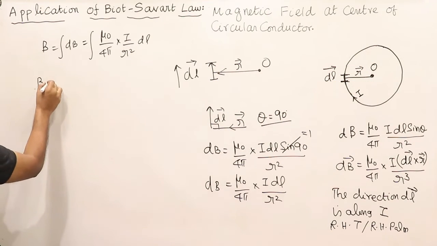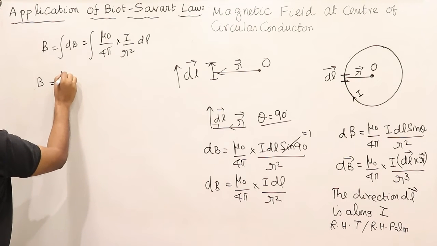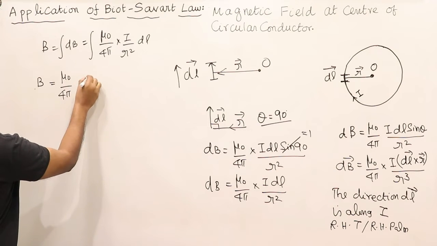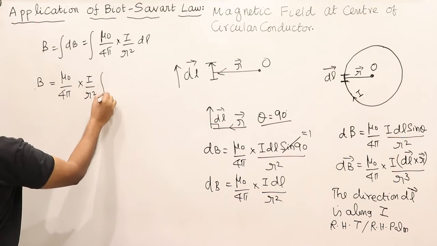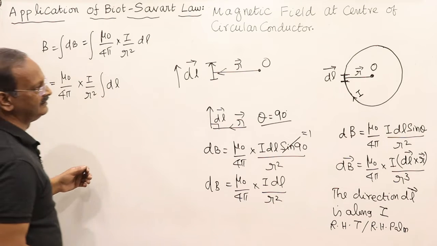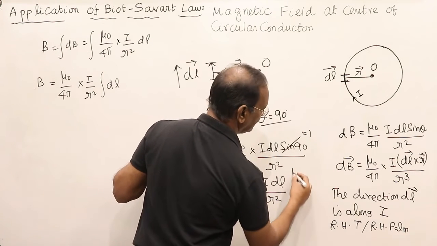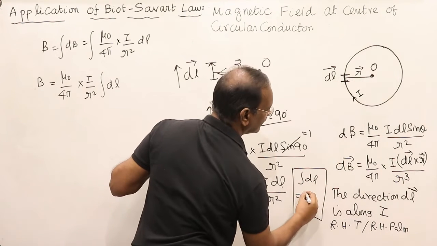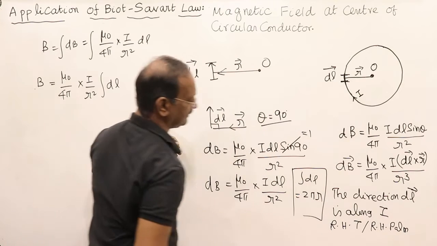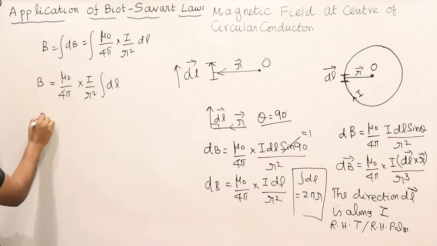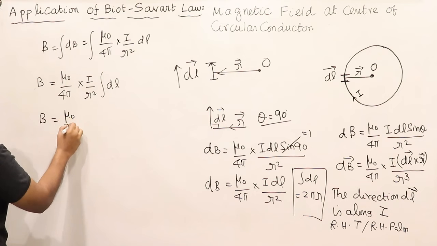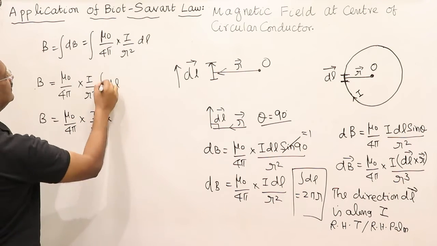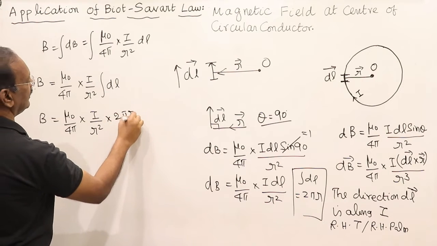So now B is equal to, because it is constant, we can take mu naught by 4 pi out. We can take I also out, and R also out, integral dl. What is dl? If you are integrating dl, it gives the entire length. Entire length means the circumference of the wire, 2 pi into radius. So therefore B is equal to mu naught by 4 pi into I divided by R square into 2 pi into R.